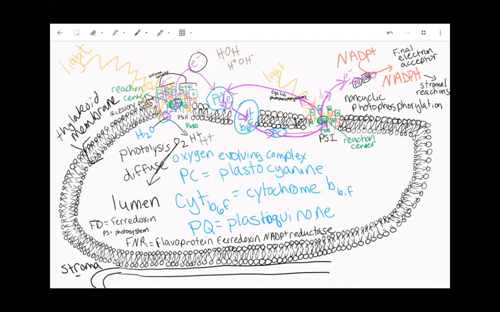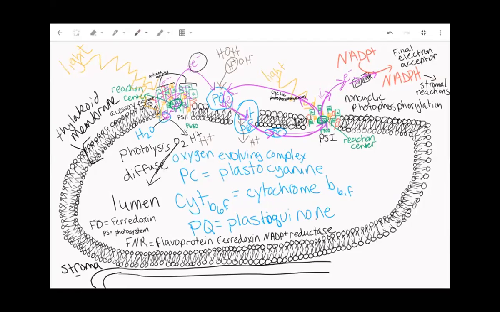When that happens, plastoquinone is going to be able to pull that proton down because it's slightly negatively charged when it's holding onto its electron. It is going to pull it down and pass it to the cytochrome B6F, where it gets pumped across that membrane. So it actually requires a little bit of energy, and that energy is coming from that energized electron that's being passed through that electron transport chain.